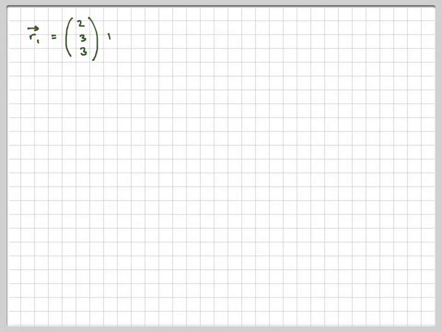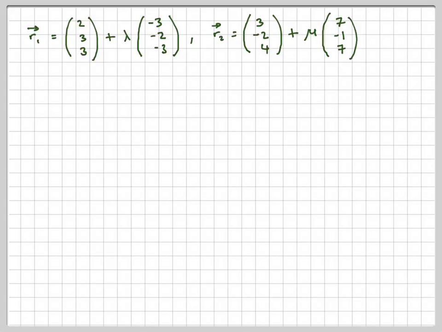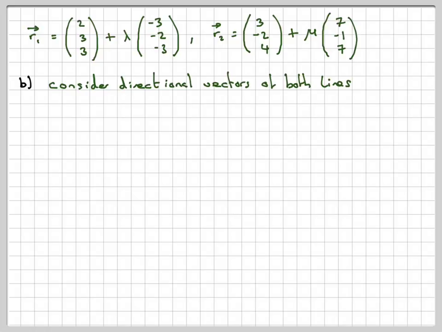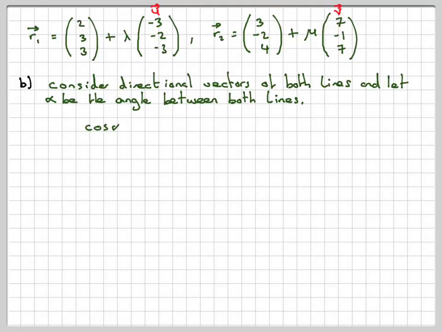Okay, to find the angle, what we're going to remember is the vector equation of a line: this is a point on the line, and this is a vector parallel to the line. So to find the angle, we need to find the angle between these two vectors, which are called the directional vectors of the lines. So consider the directional vectors of the lines. We're going to label this one U and this one V, and let alpha be the angle between the lines.